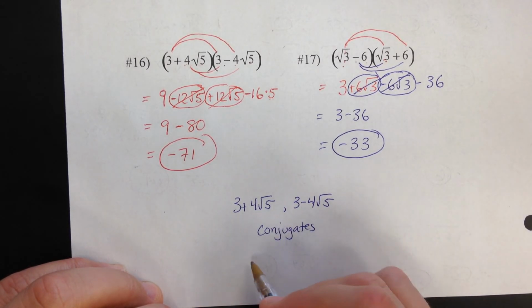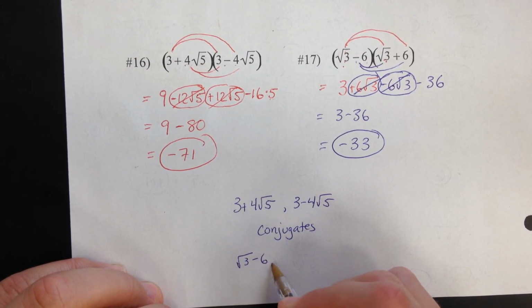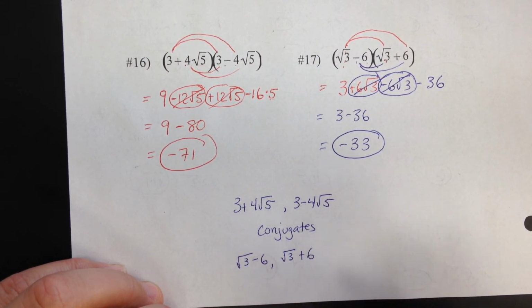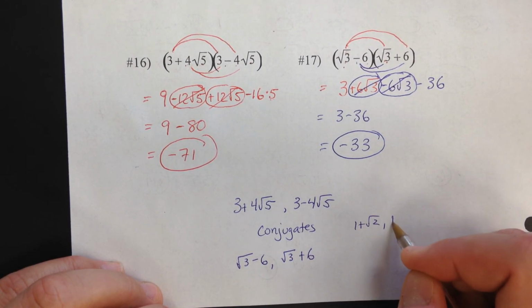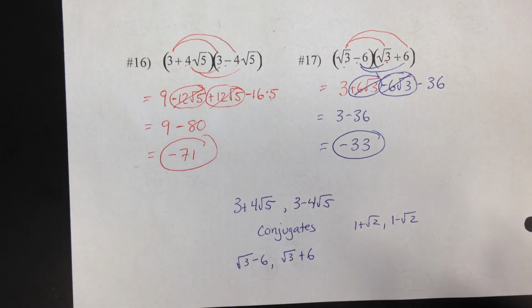So those are conjugates. Square root 3 minus 6, square root 3 plus 6. Those are conjugates. And also the 1 plus square root 2, 1 minus square root 2, those are conjugates. And that is the end of the notes for today.